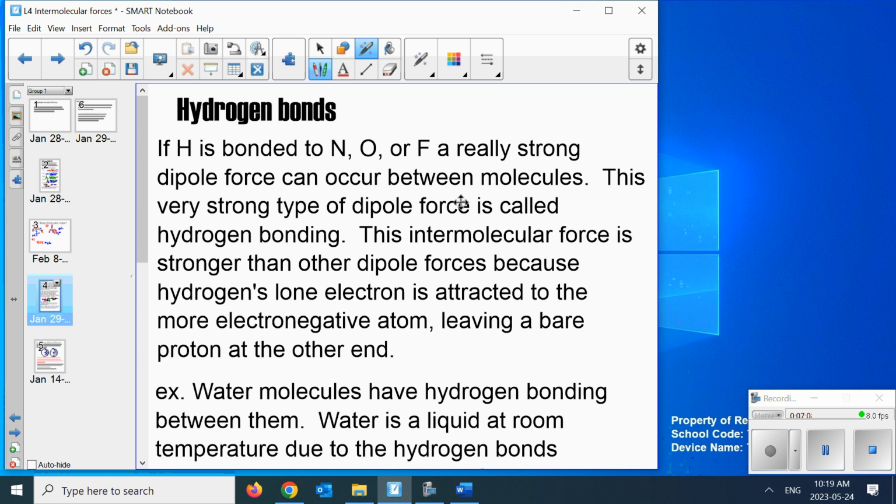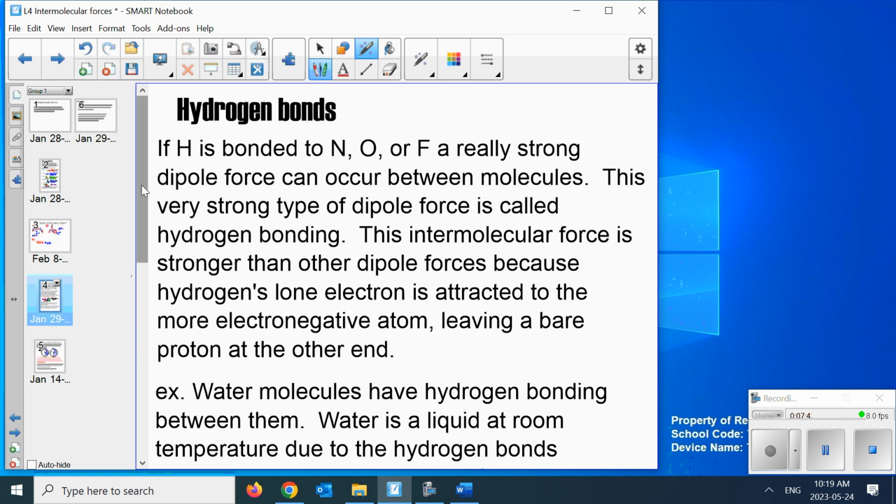hydrogen bond. This intermolecular force is stronger than other dipole forces because of the hydrogen's lone electron. You know how hydrogen just has one electron? It's the first thing on the periodic table, one proton, one electron. And it's attracted to the more electronegative atom. This leaves the one proton, while the electron is sucked in towards the oxygen, for example, with the water. And it leaves the butt end of the hydrogen out, and that's just a positive proton. So it's got a really strong positive end to it.